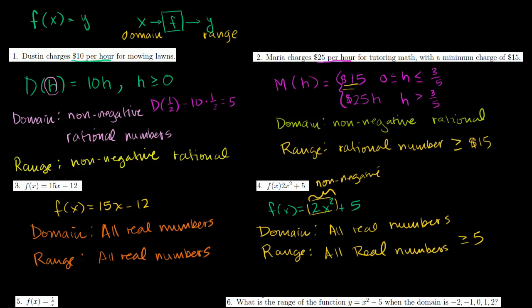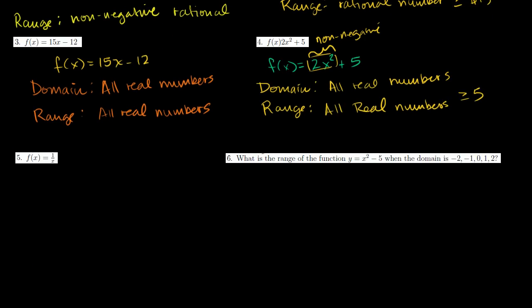Problem 5. They have f of x is equal to 1 over x. So once again, our domain. Well, we could put any value in for x. Any real number will work for you. We're just going to take the inverse of it. So this is going to be all reals.